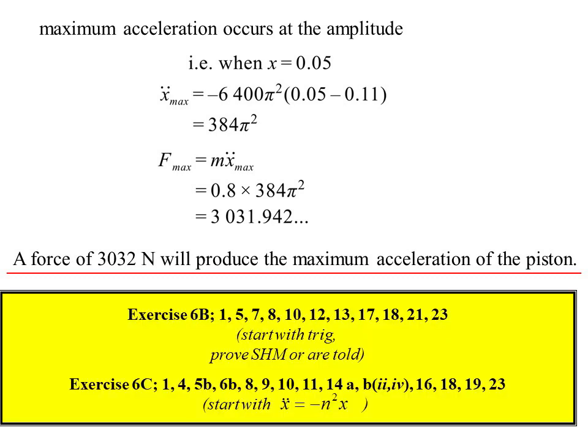Okay. 6b and 6c, you'll find in 6b, these are questions where you tend to start with the trig and then go and prove it's simple harmonic motion, or you're told it's simple harmonic motion, whereas 6c goes the other way. You start with the acceleration and create the other equation.